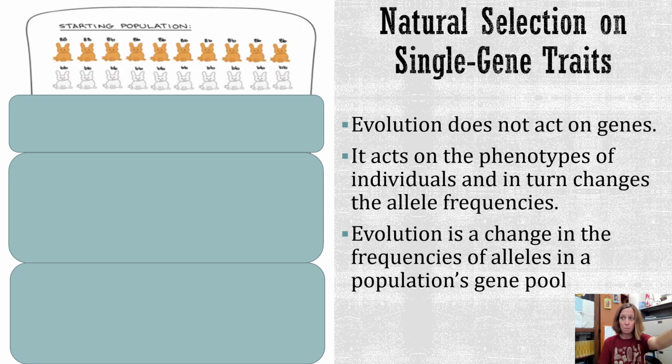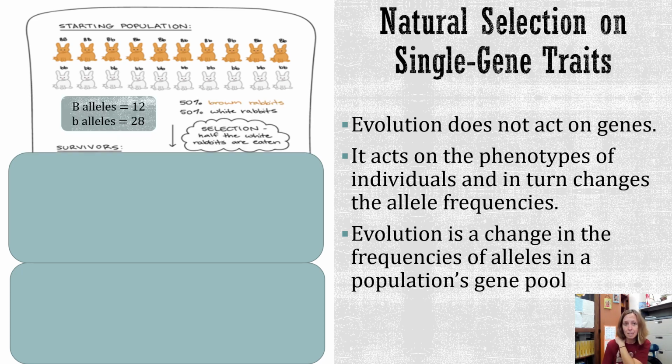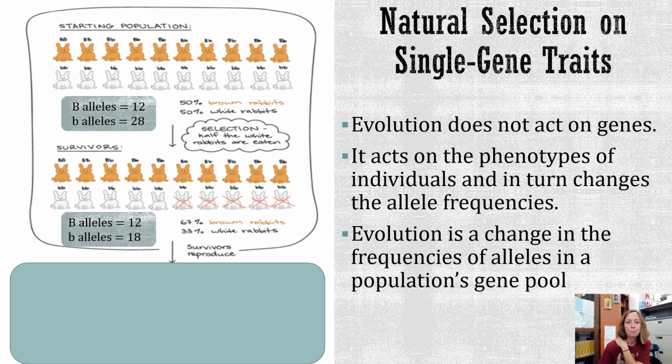So we have our starting population. We have all of those bunnies. If you took the time to count all those bunnies, which we did, your capital B allele, your dominant allele, shows up 12 times. Your recessive allele shows up 28 times. So we have 50% brown rabbits and 50% white rabbits.